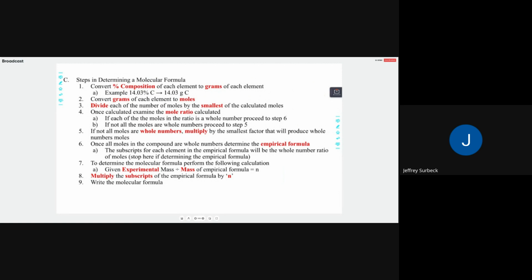Make sure, again, the biggest thing is finding that empirical formula by doing some items that we've already covered earlier in this chapter. So any questions? Does anybody need this?